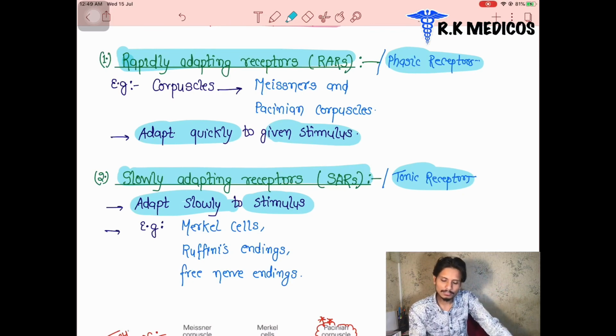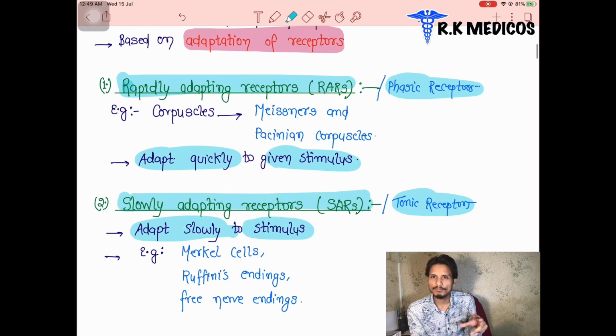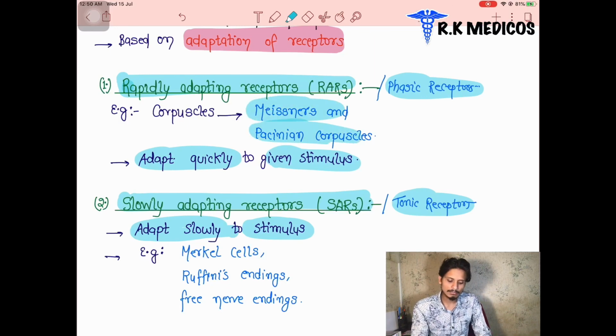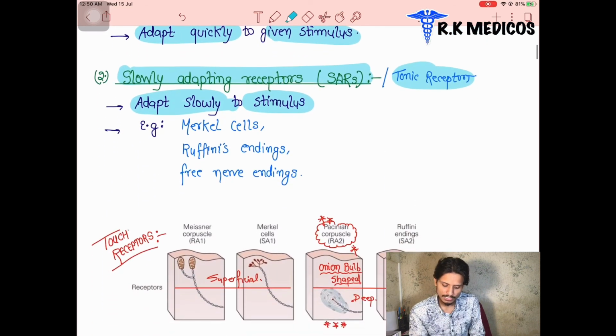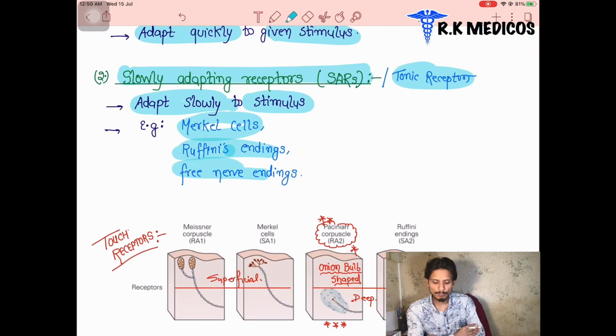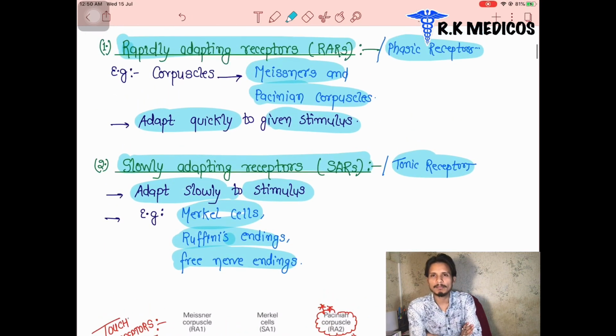And what are the receptors which act rapidly? They are very fast receptors. They act and then close their activity to the stimulus. Meissner's and Pacinian corpuscles are the rapidly adapting receptors, and the slow adapting receptors are Merkel's, Ruffini's, and free nerve endings. So you have to memorize which are the slow adapting receptors and which are the rapidly adapting receptors.